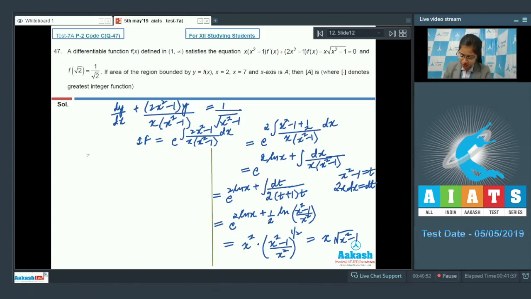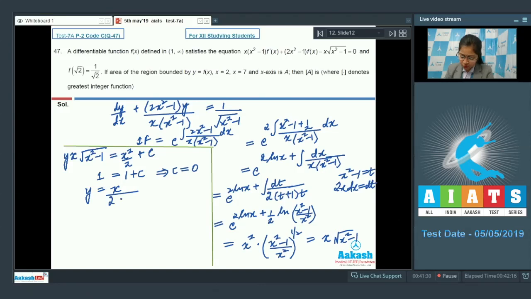So let's now find the solution of the given equation, that will be y into integrating factor, that is x into under root of x square minus 1, is equal to integral of x into dx, that is x square by 2 plus constant. Now here let's put x equal to root 2, so y will be 1 by root 2. So it will be 1 equal to 1 plus constant, which means that the value of c is 0. So y is equal to x upon 2 into under root x square minus 1.